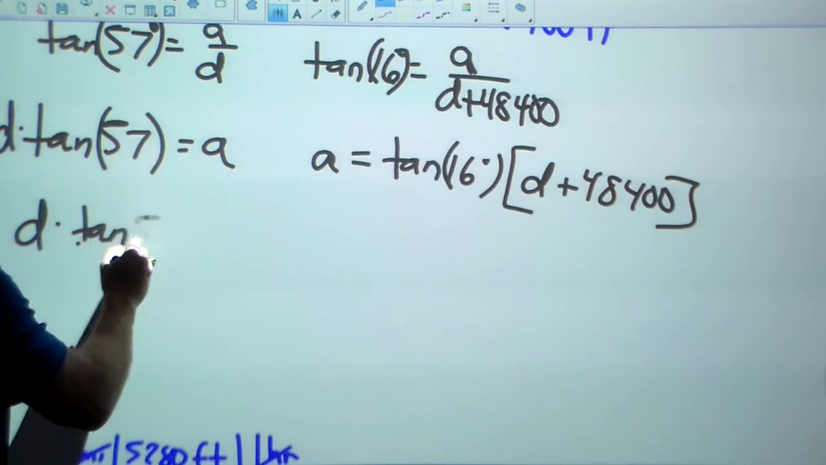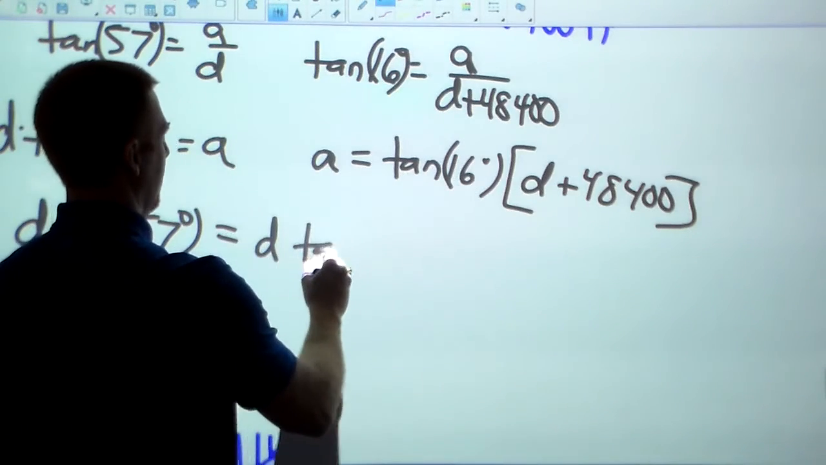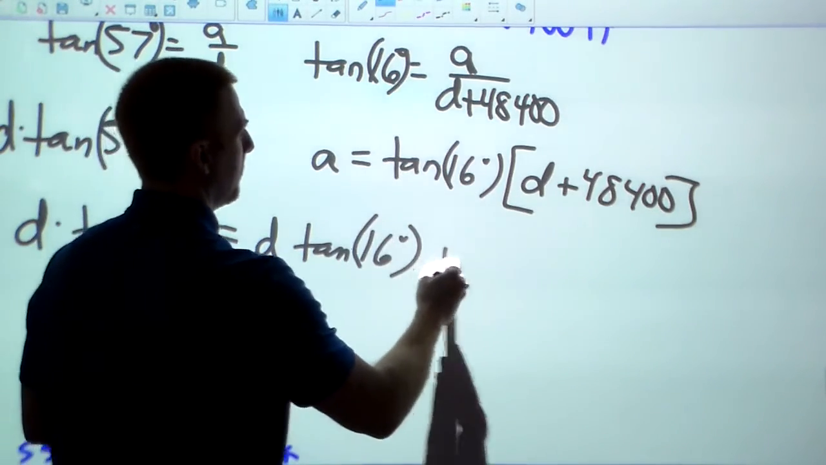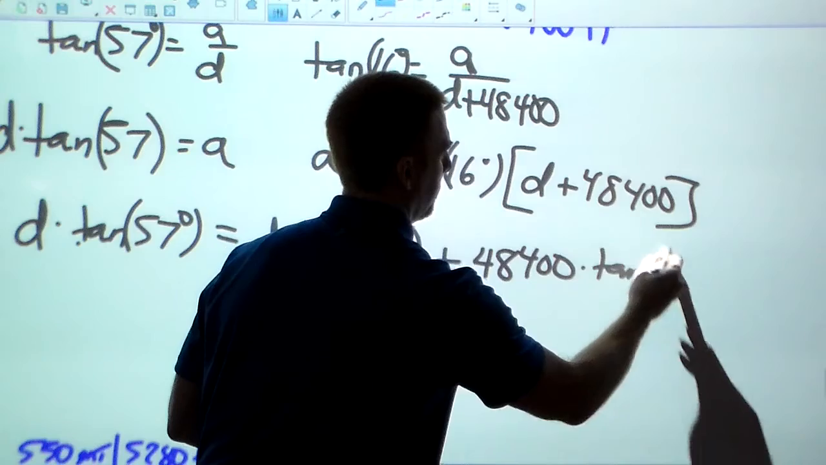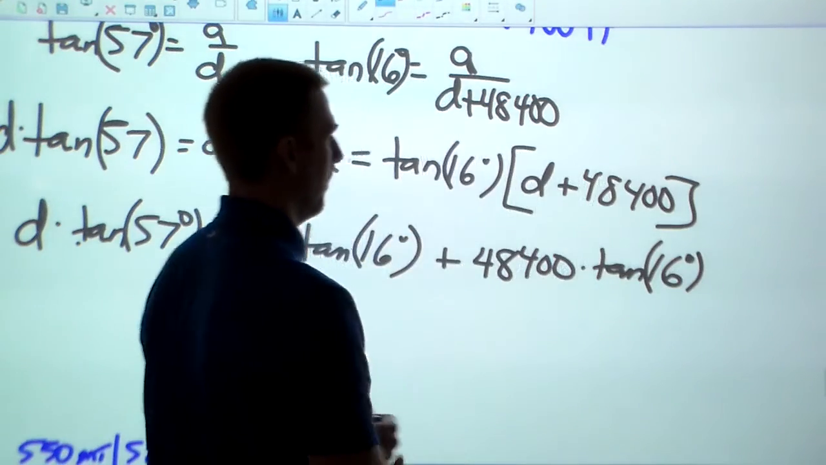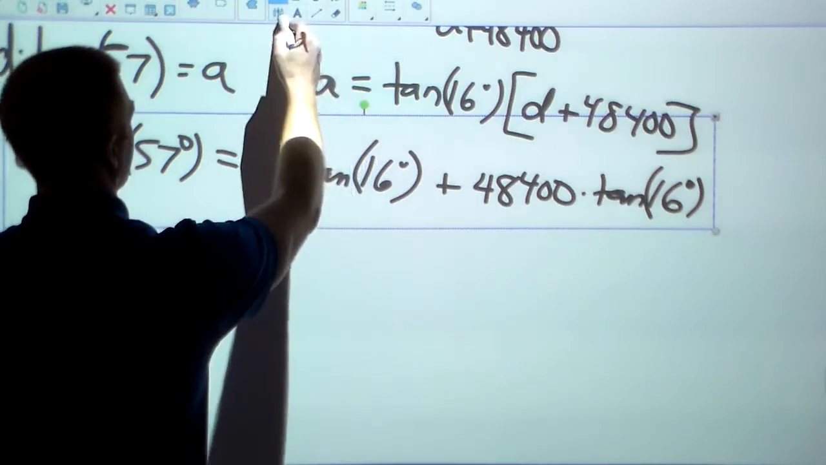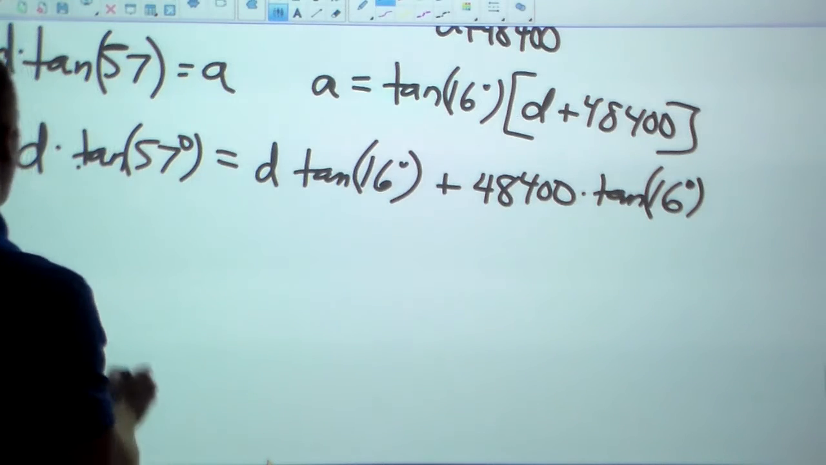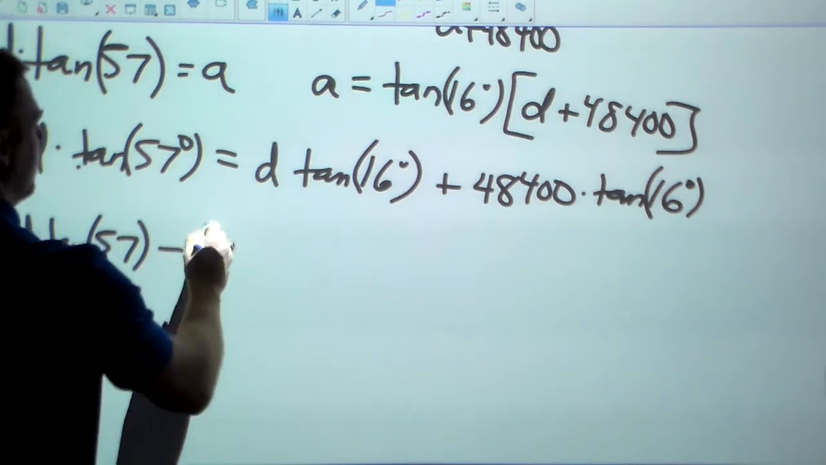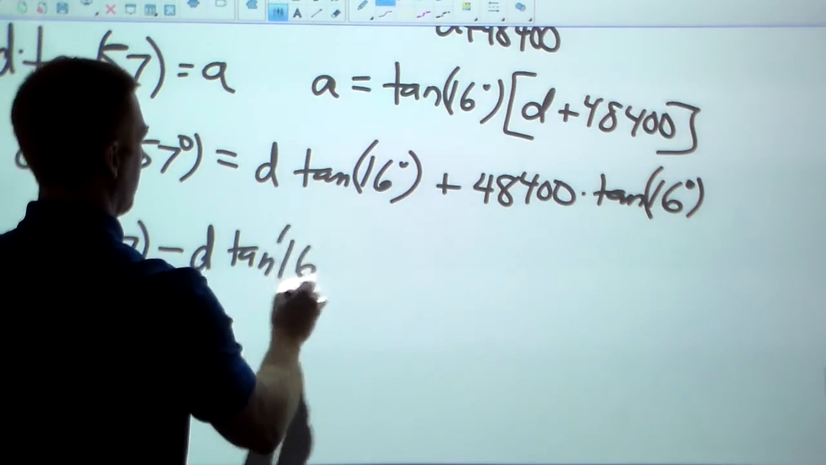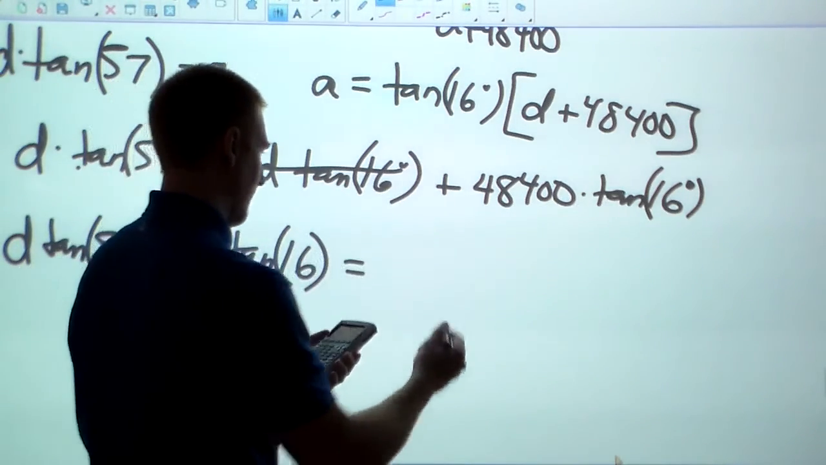So D times tangent 57 is going to be equal to, and now I'm going to multiply them out, D times tangent 16 plus 48,400 times tangent 16 also. So that tangent 16 distributes to both. At this stage, I've got D on both sides, but it's multiplied by a tangent in each case, so I'm going to start working toward getting those on the same side. So D tangent 57 minus D tangent 16. I'm subtracting that off of both sides. And at this point, I'm going to go ahead and multiply these two things together.